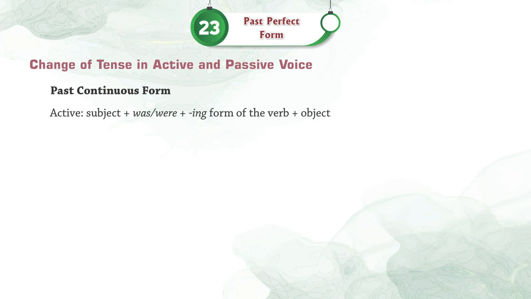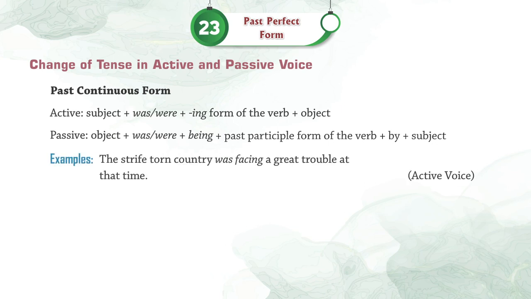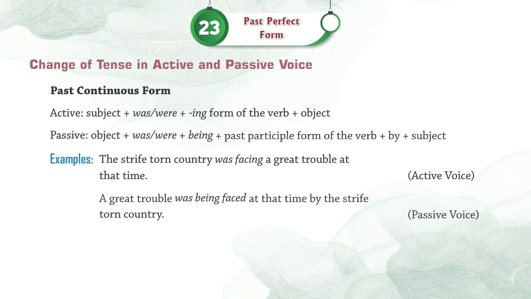Active: subject plus was or were plus the ing form of the verb plus object. Passive: object plus was or were plus being plus past participle form of the verb plus by plus subject. Examples: Active voice: The strife-torn country was facing a great trouble at that time. Passive voice: A great trouble was being faced at that time by the strife-torn country.